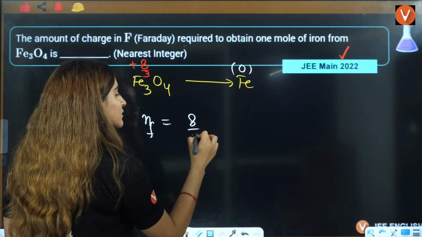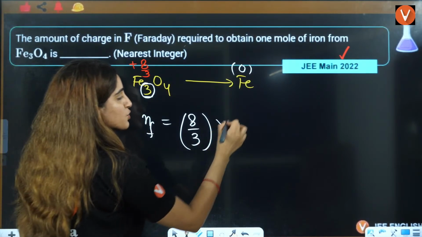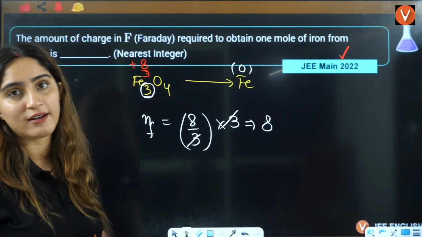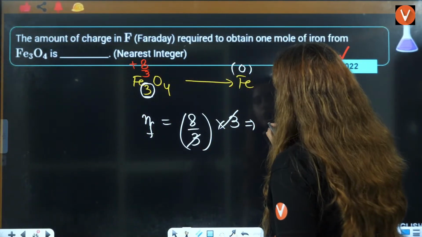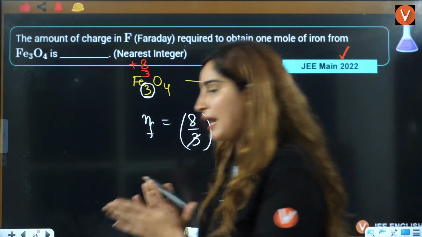So it will be 8 by 3. Number of atoms of iron on the left side is 3. So 8 is going to be the N factor here. Okay, 8 is going to be the N factor here. Now we will apply the unitary method.